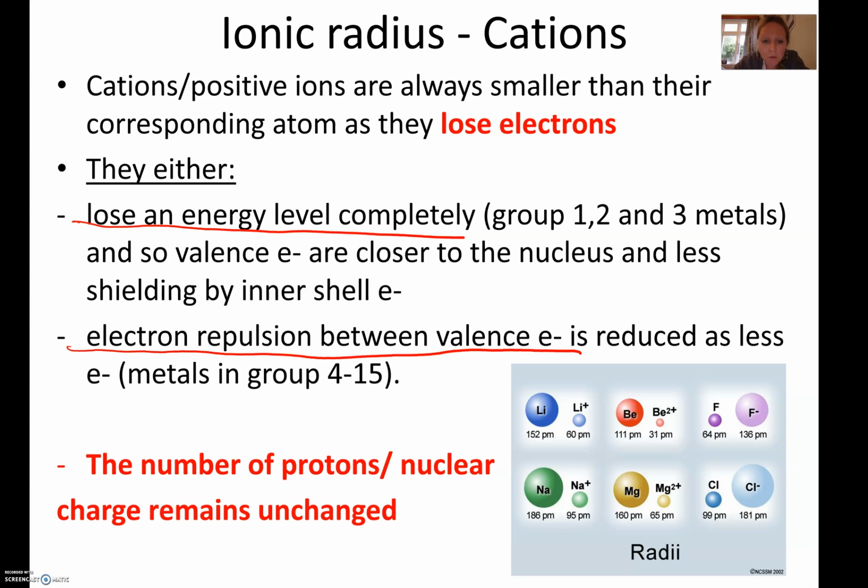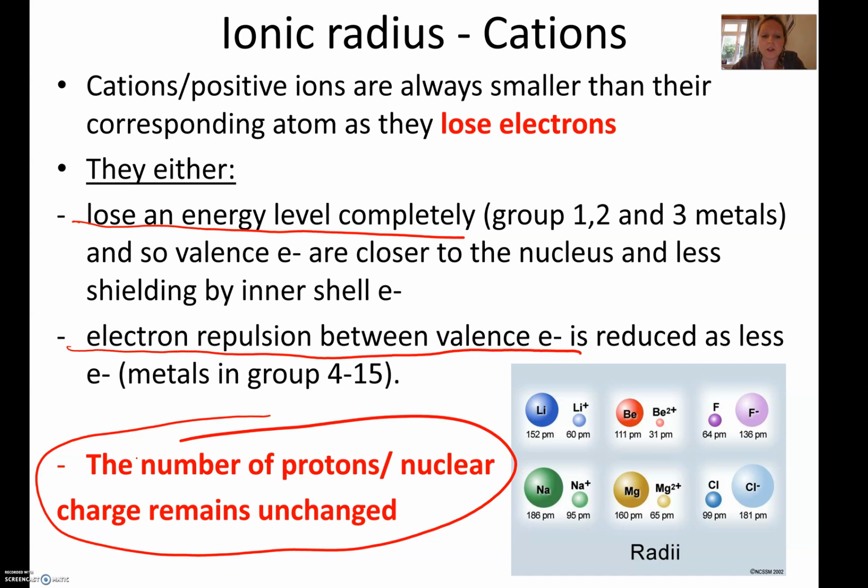So cations are always smaller than their respective atoms. One thing to note, and it's hugely important, is that the number of protons or nuclear charge remains unchanged. So if we're talking about magnesium and magnesium 2+, both of them have got 12 positive protons, so the nuclear charge hasn't gotten greater just because 2 electrons get lost to form Mg2+. So that's really important. You can see this little picture here.